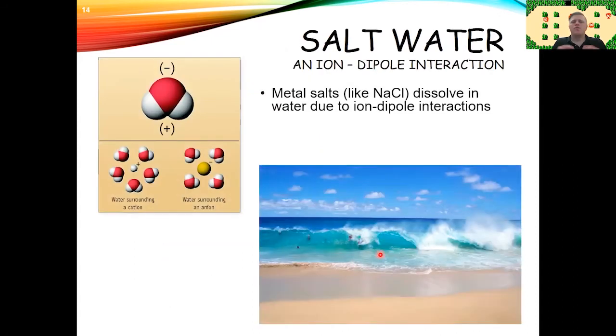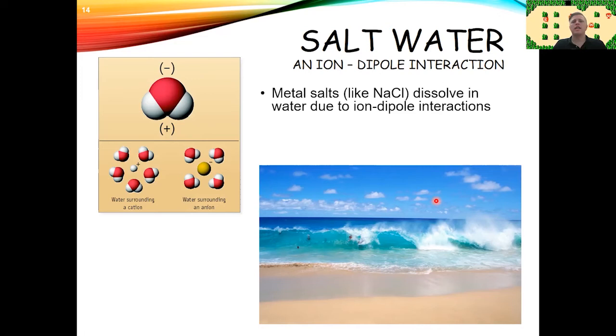So a really common place that we see these ion-dipole interactions is in the ocean, also in your blood, in all your cells. All the water in your body is super salty. But if we think of just salt water, the main component of salt water is water, and the second main component is sodium chloride. Sodium chloride is made of sodium plus and chlorine minus.